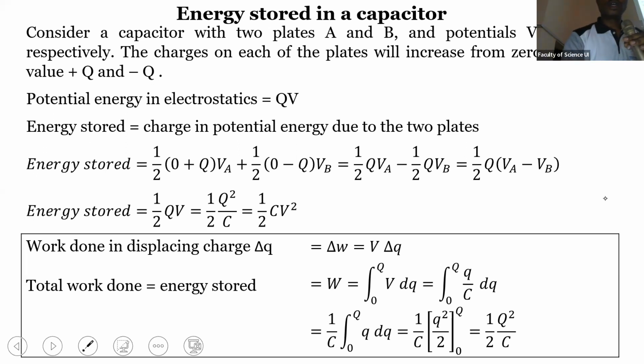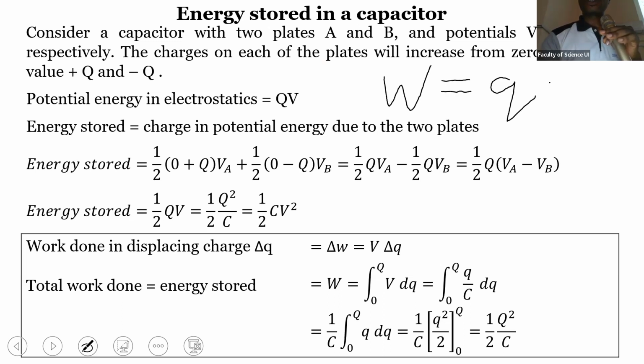So the potential energy in electrostatics, we have known this. This is not strange, right? To say that W is equal to QV, W here is work done, right? And work and energy are like neighbors. Or let me say they are relatives.